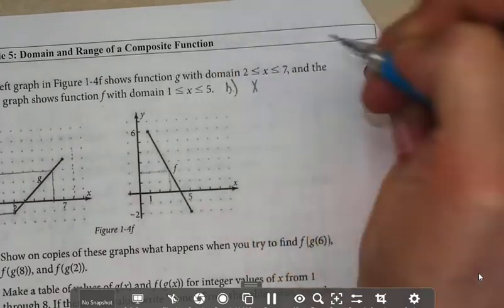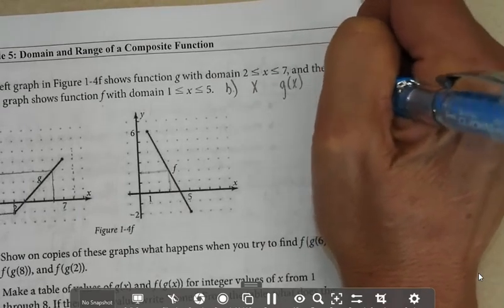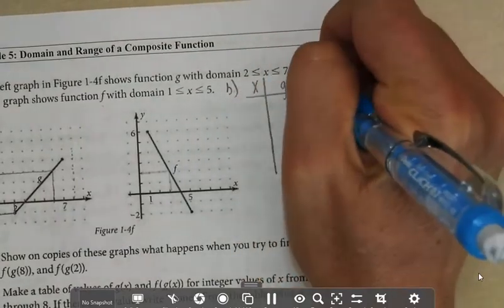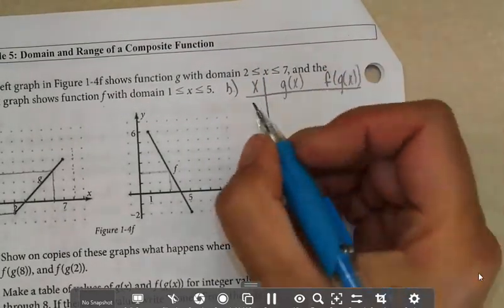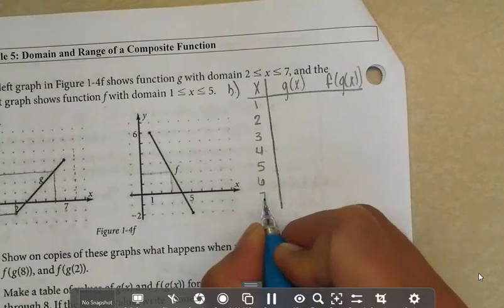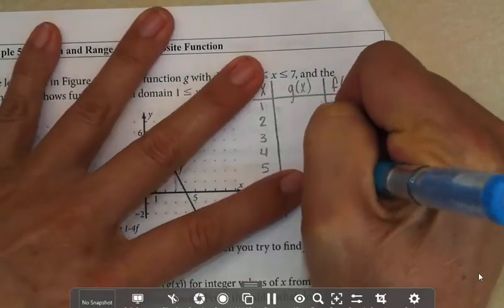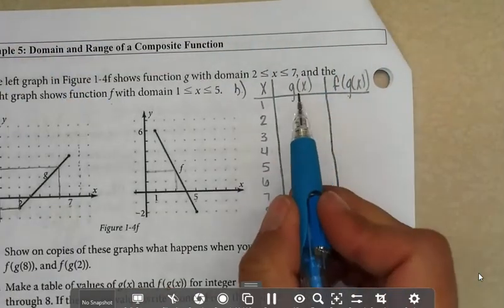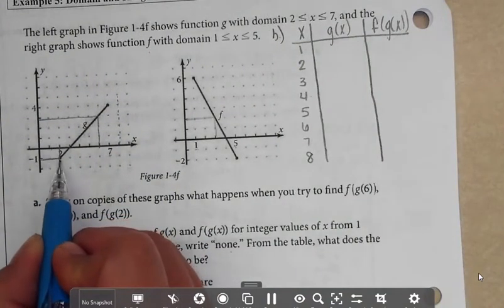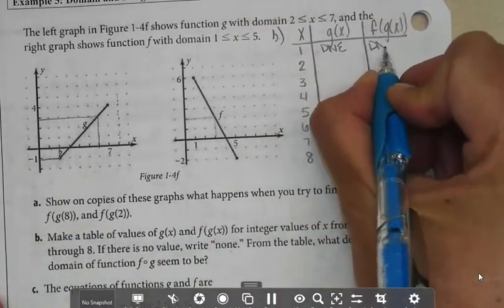I'm going to do an x column. They also ask for g of x, and they also ask for f of g of x. So I'm going to have those 3 columns. We're going to do 1, 2, 3, 4, 5, 6, 7, 8. All right, so g of 1, well, g of 1 does not exist, right? It's outside of the domain. The domain starts at 2. So then f of g of x also cannot exist.